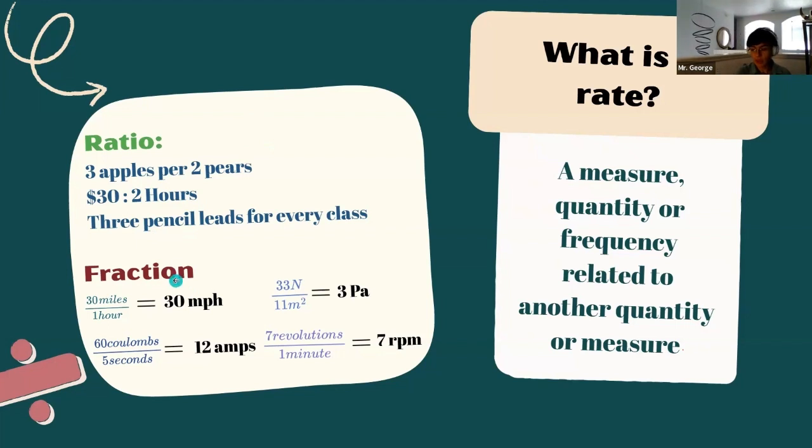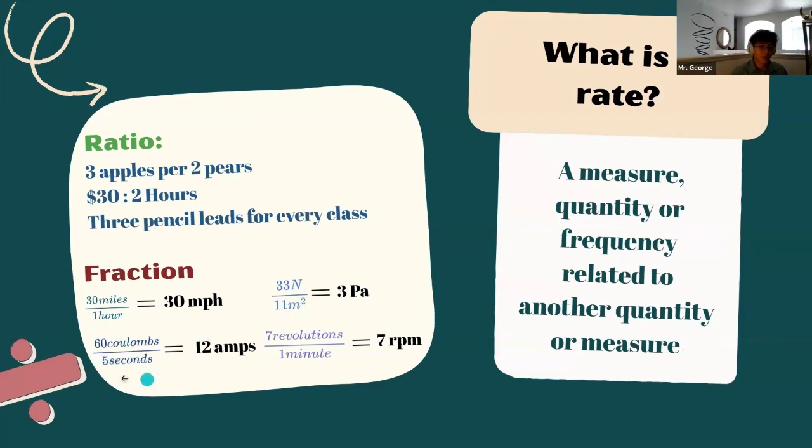Now ratios can be best exemplified through fractions, right? So an example here, in fraction form, it's 30 miles per 1 hour. Well, that's going to be equal to 30 miles per hour. If you have 33 newtons over 11 meters squared, which is basically just the component of area, that is going to be equal to 3 pascals.